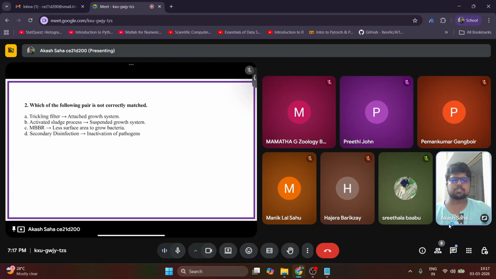Let's see the next question. It says, which of the following pair is not correctly matched? Trickling filter to attached growth process, activated sludge process to suspended growth, MBBR to less surface area to grow bacteria, or secondary disinfection to inactivation of pathogens.